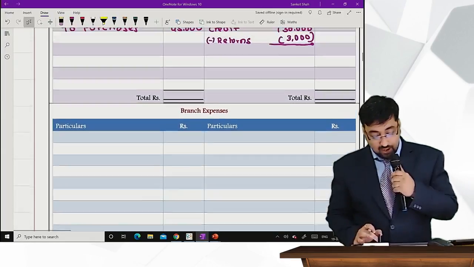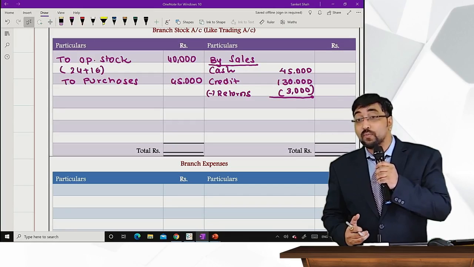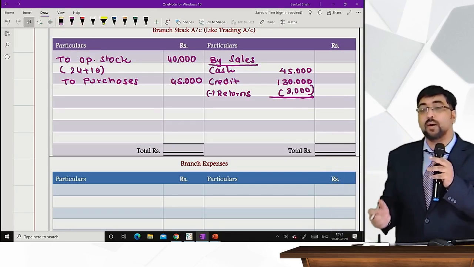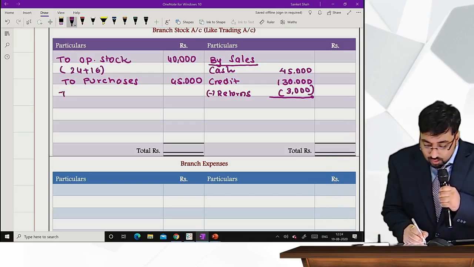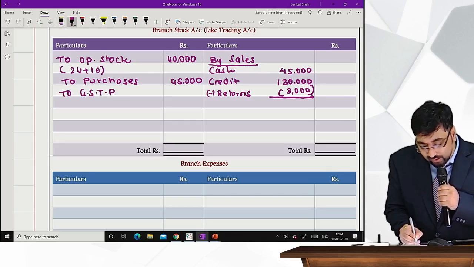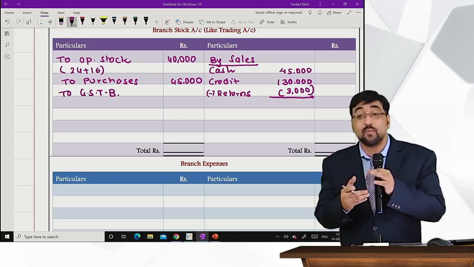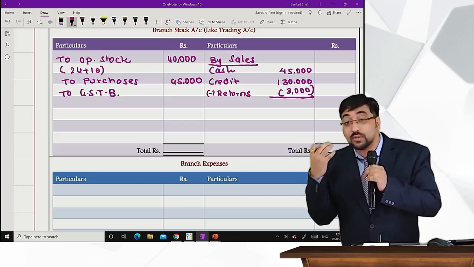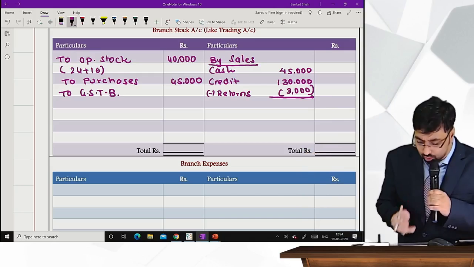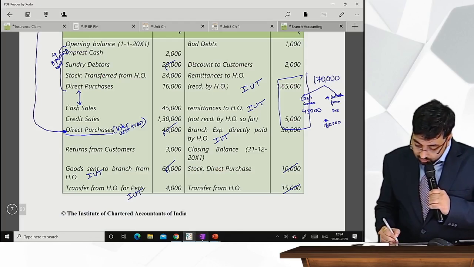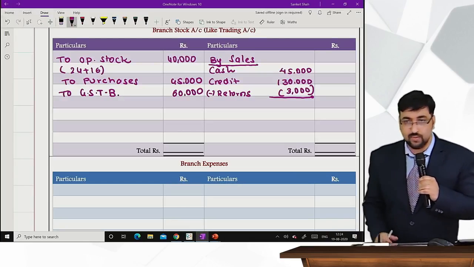So branch will pass goods received from HO. Goods come in to the HO account. HO we have not opened, and goods sent to branch will be written on the debit side because stock comes in. So you can write goods received from HO or GSTB, one and the same, because we are thinking from the angle of HO. Instead of goods, we are thinking from the angle of branch, but still we are preparing goods books of HO only, and therefore we will write GSTB only, not goods received from HO. So GSTB you are going to write. So what is the amount? 60,000. One can write goods received from HO, no problem in that.